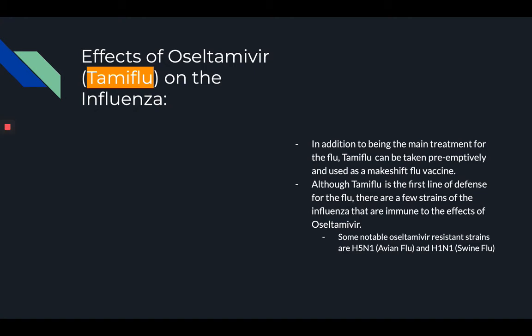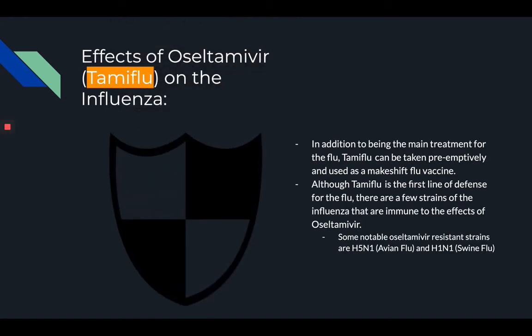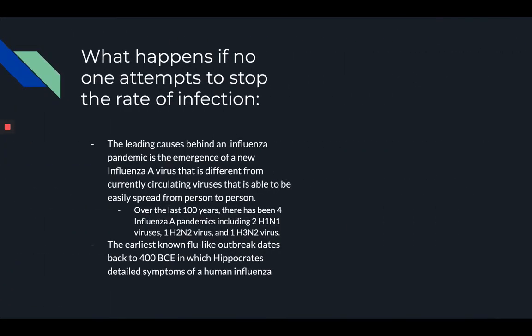In addition to that, I did learn that Tamiflu, although it is the first line of defense for the flu, there are multiple strains of the influenza A that are immune to the effects of oseltamivir. Some of the more common ones are H5N1 and H1N1, which were the avian flu and the swine flu, which, as we will get to in the next slide, can lead to some very dangerous effects.